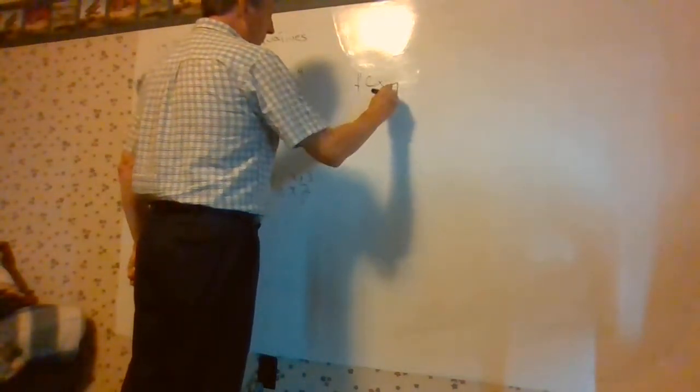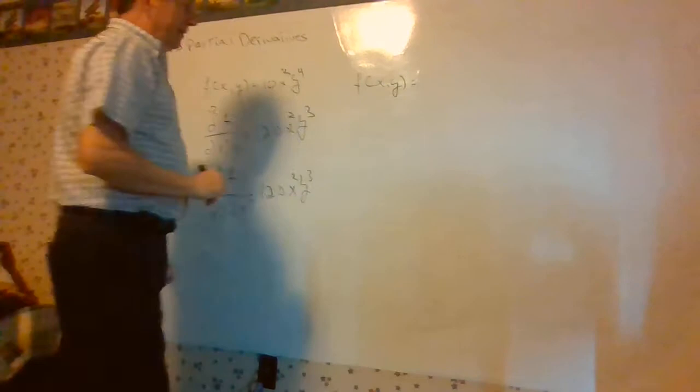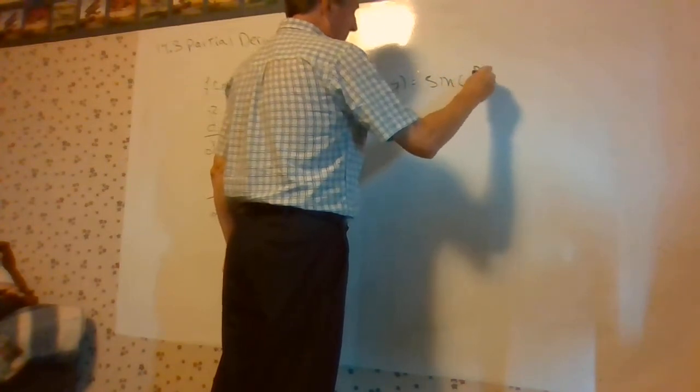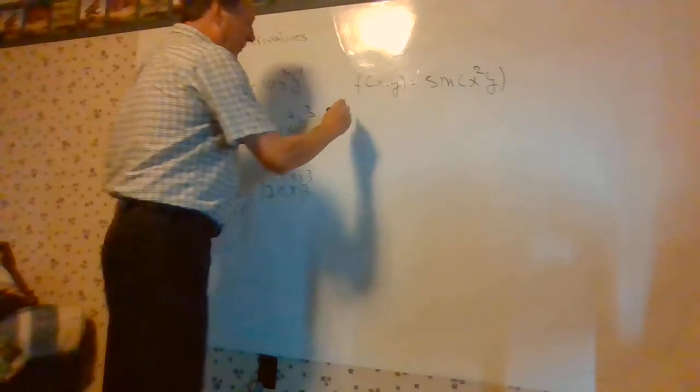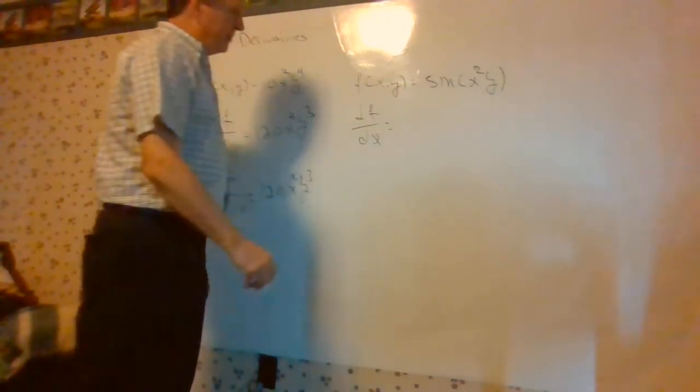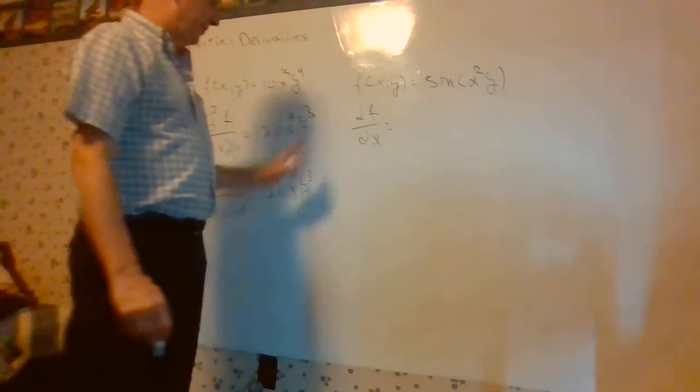Here's another function. Let's look at, for instance, sine x squared y. Partial of f with respect to x, if your derivative rules are rusty.